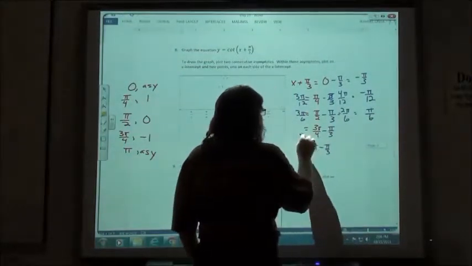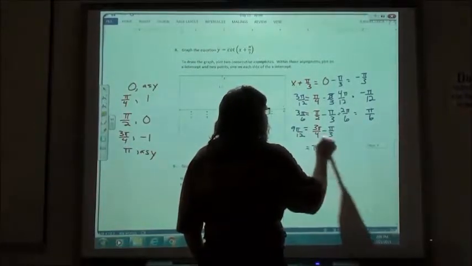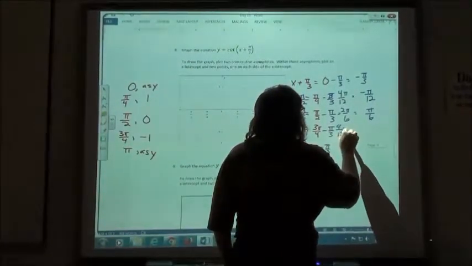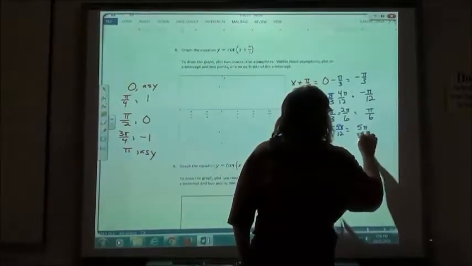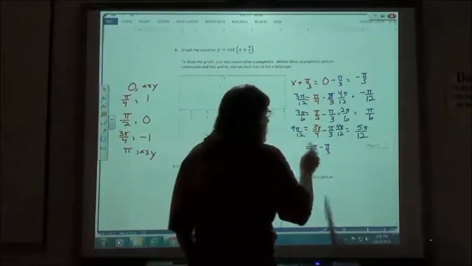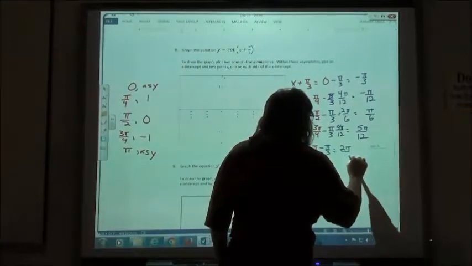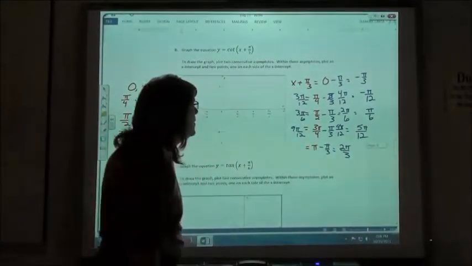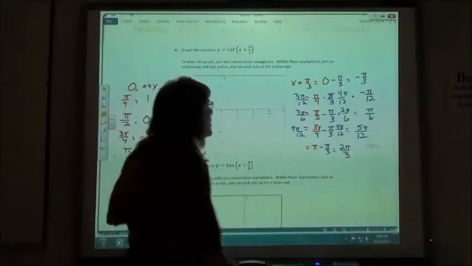Here again we've got to do 12s. 4 goes into 12, 3 times 3 is 9. 3 goes into 12 4 times. 9 minus 4 gives me 5 pi over 12. And then we've got pi minus pi over 3. 1 minus 1/3 would be 2/3, so 2 pi over 3. First one's going to be an asymptote. Last one's going to be an asymptote.